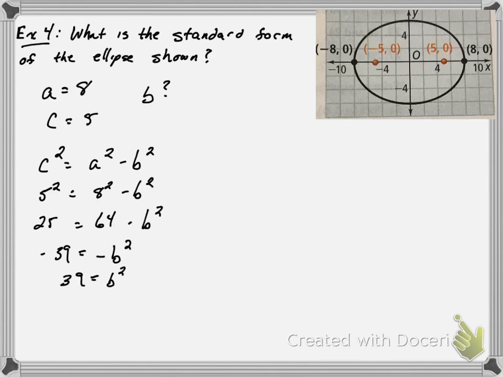Now, obviously the square root of that doesn't come out nicely, but we don't really need that because we're not looking to graph it. So we have B squared, which is 39, and we know A squared is 64, so we can use that to write our equation. So it's x squared over 64 plus y squared over 39 equals 1.